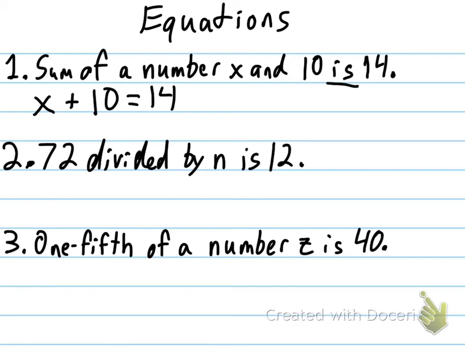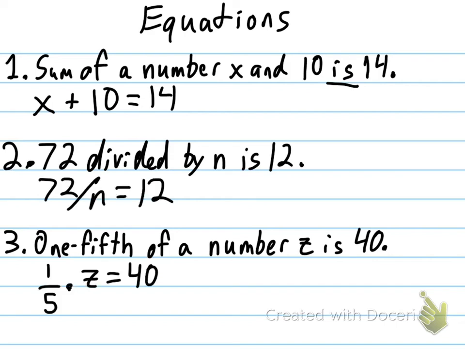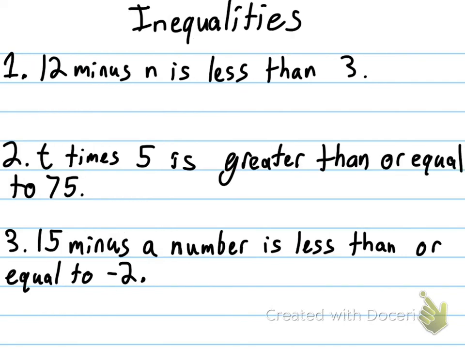So go ahead, pause the video, and do 2 and 3 with your group. And here are the answers that I got for 2 and 3. Now, there are different ways you could have written them, and that's alright. This is just one way that you could have written them. So go ahead, pause the video, and check again. And after you do that, we are going to move on to inequalities.